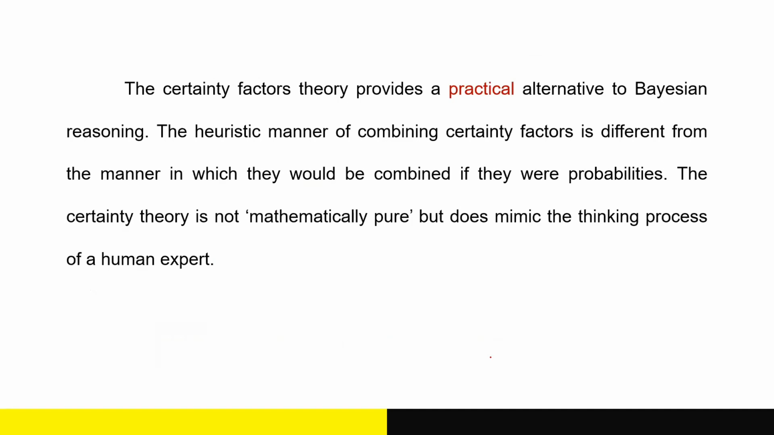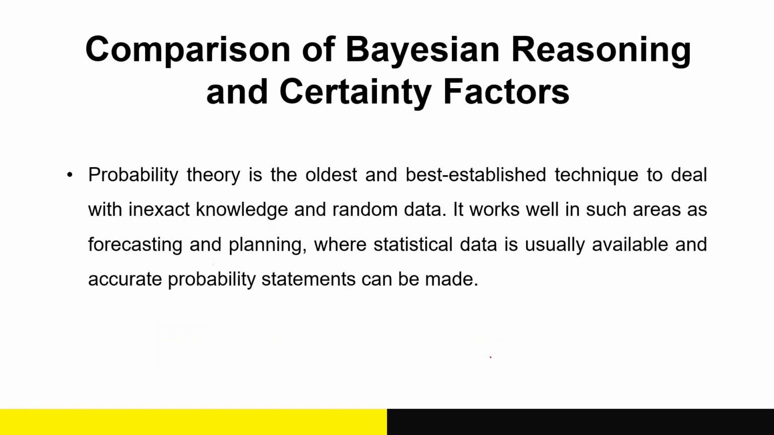The certainty factors theory provides a practical alternative to Bayesian reasoning. The heuristic manner of combining certainty factors is different from the manner in which they would be combined if they were probabilities. The certainty theory is not mathematically pure but does mimic the thinking process of a human expert.